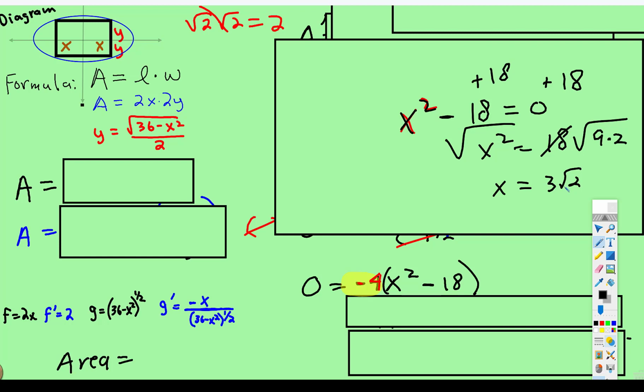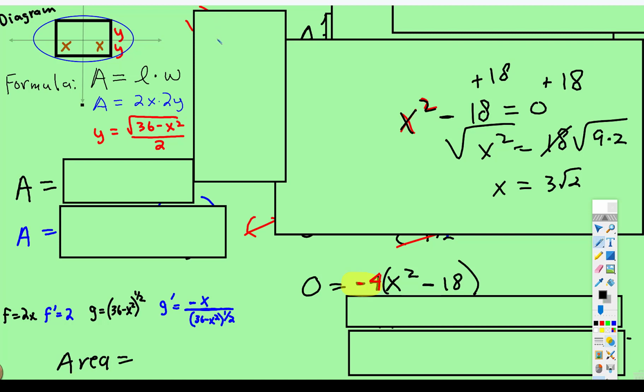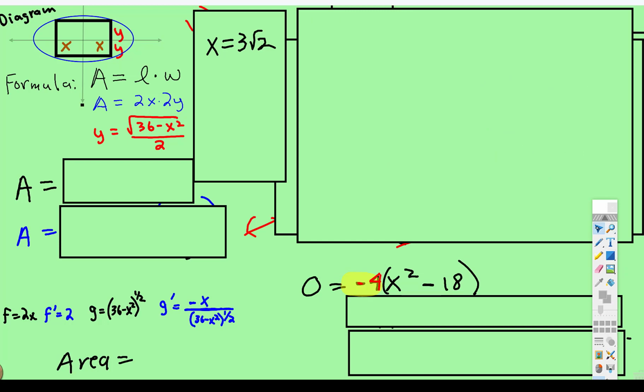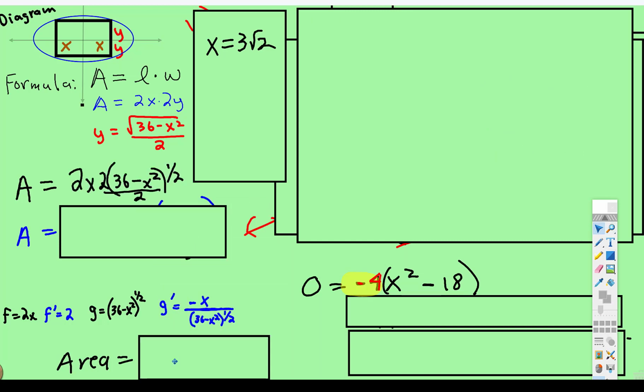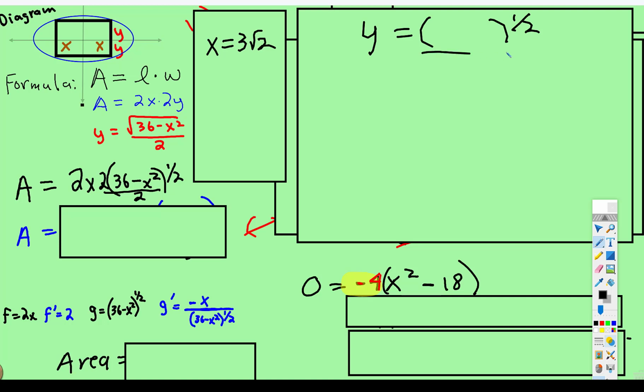All right, so let me put over here someplace really obvious. X is equal to 3 root 2. Well, now, what did we say? Cover all that up. Well, what did we say y equaled? Y equaled that stuff to the 1/2 divide 2. Well, that stuff was 36 minus x squared. Well, x is 3 root 2.